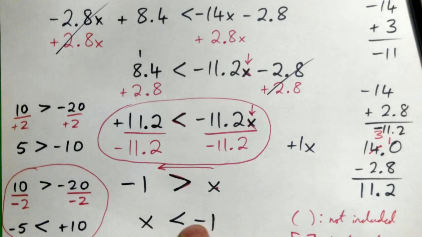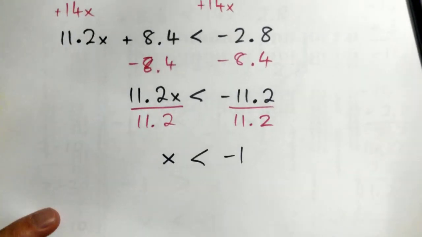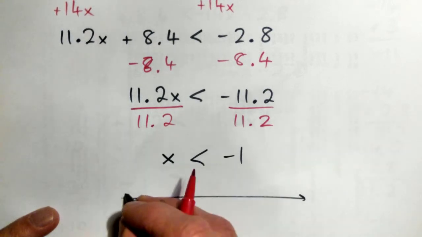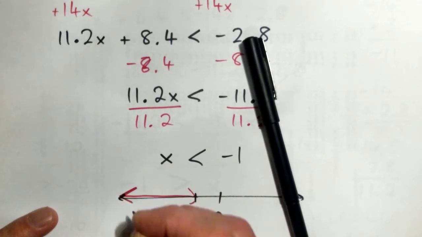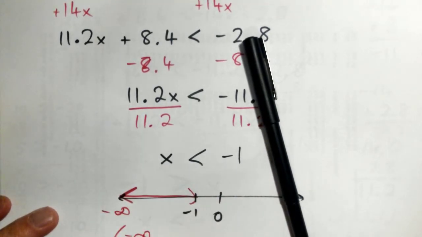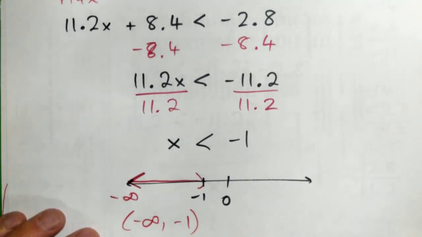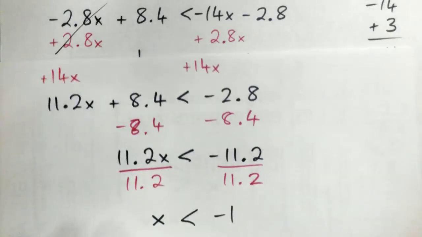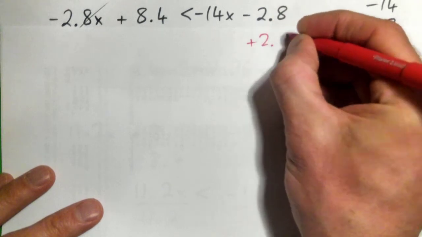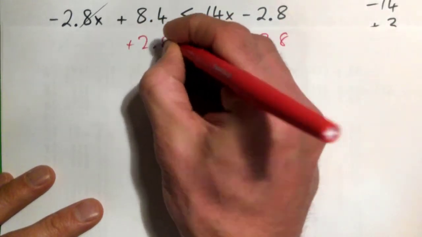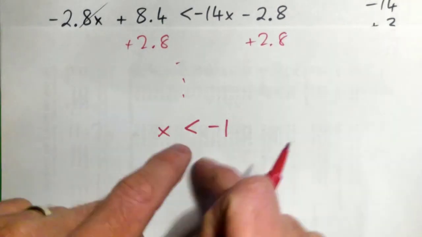So my point is, it doesn't matter how you begin, as long as you don't make a mistake, you should end up with the same thing. X is less than negative 1, and again, you graph that. Here's 0, here's negative 1, and it looks like this, and it goes towards negative infinity. And that's the answer, okay? So it's the same thing. And again, you didn't even have to start with that, there's another way. You could have decided to add the 2.8 to begin with or whatever. It doesn't matter. But you should end up with x is less than negative 1. However you begin this, it should end up like that.